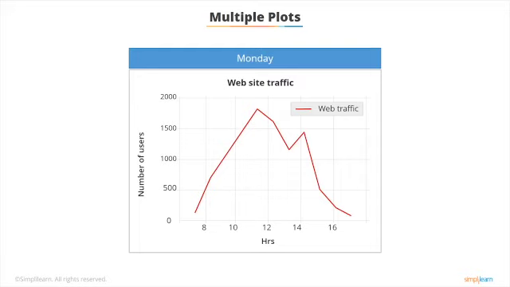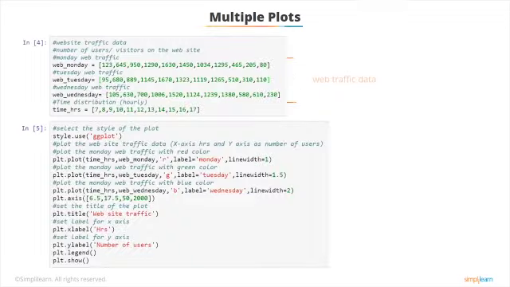The plot we created for website traffic in the previous screens is for only 1 day. Let's now learn how to create multiple plots, say for 3 days, using the same example. The dataset number of users for Monday, Tuesday, and Wednesday is defined with respect to its time distribution.